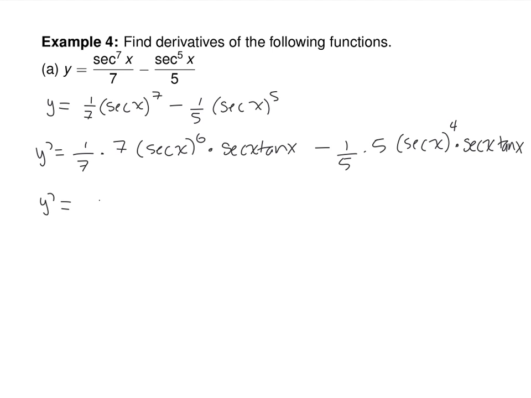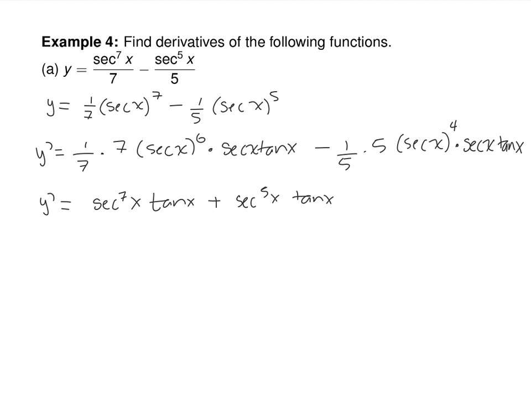So goodness, I think that's secant to the 7th x times tan x plus secant to the 5th x times tan x. Do you guys agree? Because you've got secant to the 6th times another secant, right? That makes secant to the 7th.